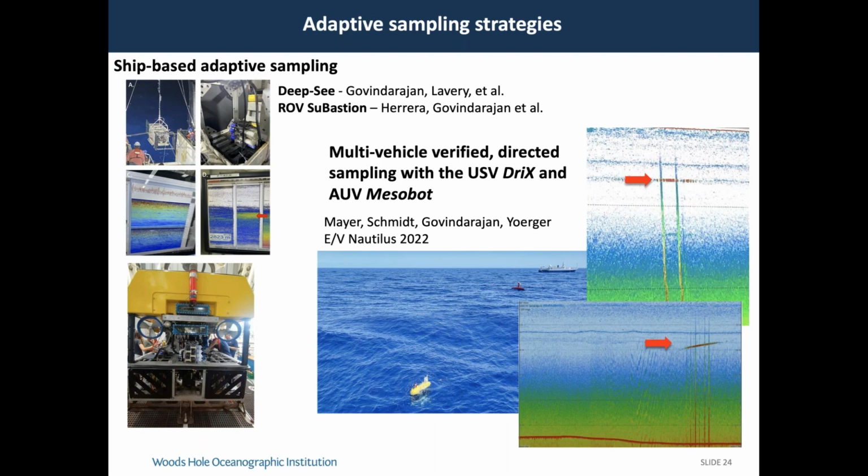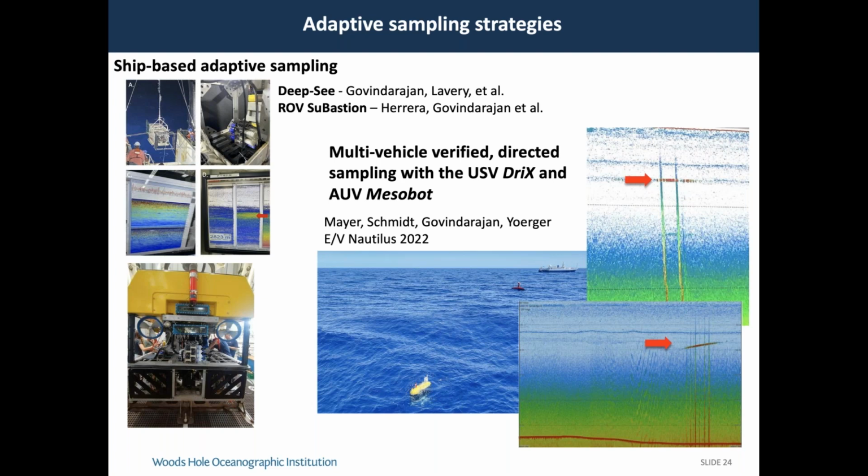So we can say, oh, we're in an interesting layer, and push the button and start taking the sample, right? And so we can take samples above, within and below layers, and the goal is to use that to determine the composition of that biomass.